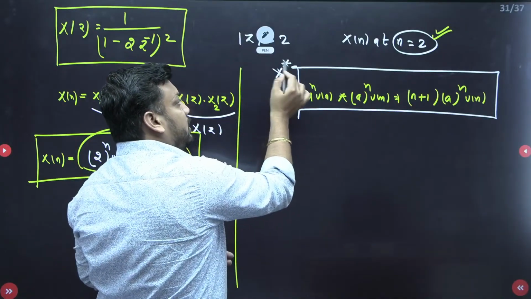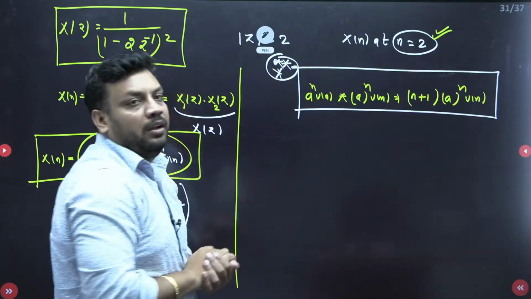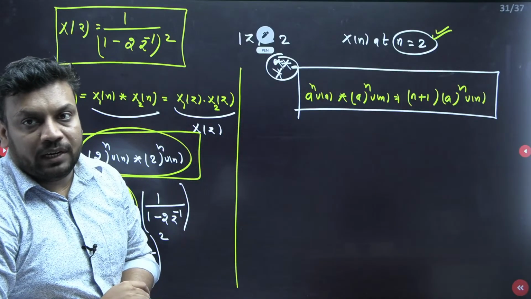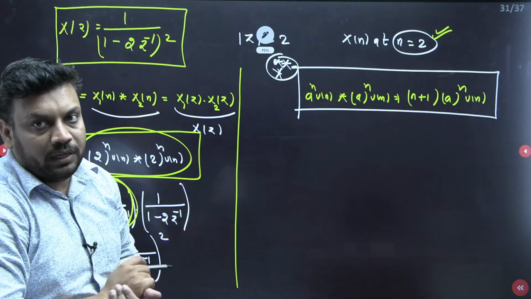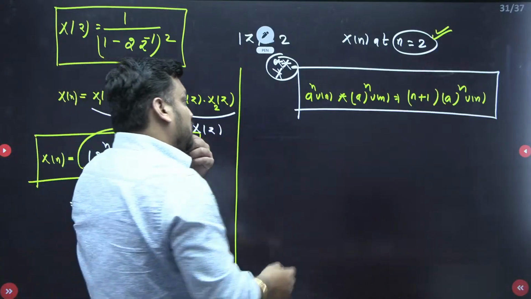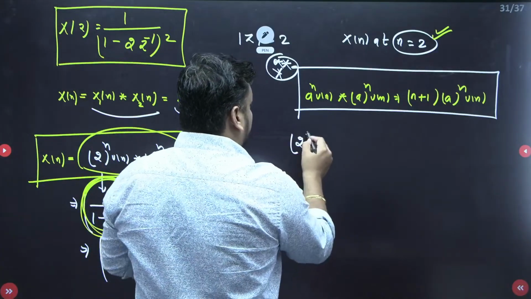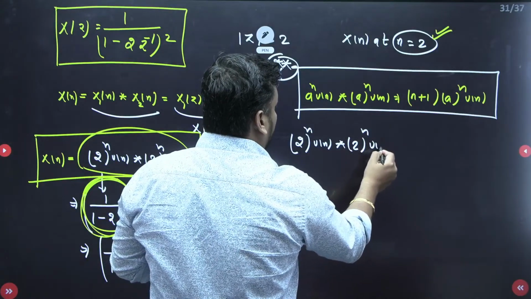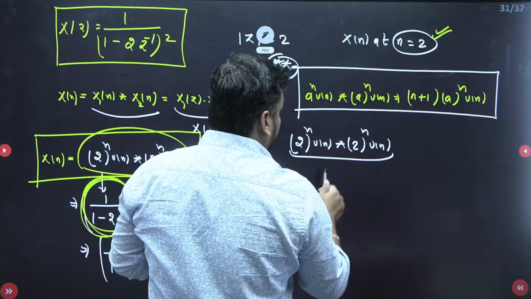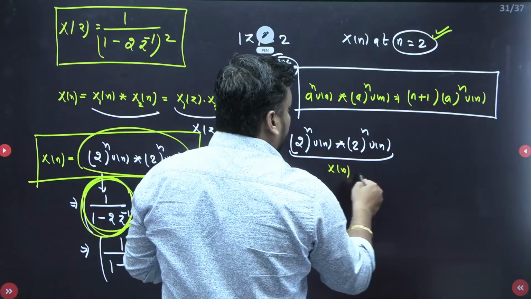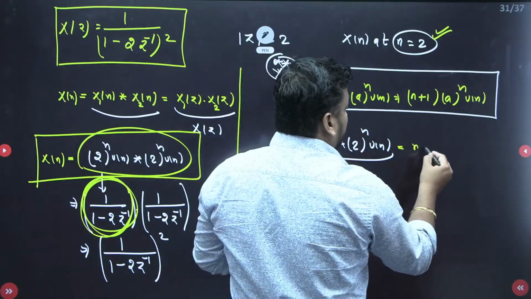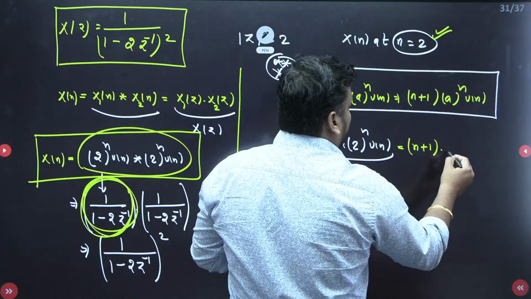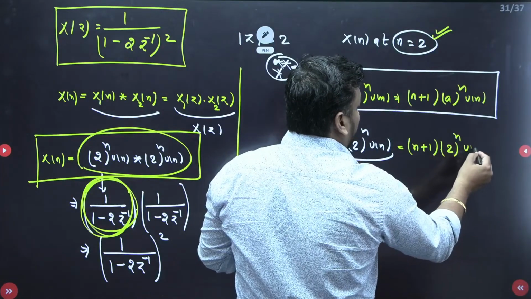This is the important result that we have made as a note in chapter number 4, discrete time convolution. I hope you remember discrete time convolution. So here the question is 2 to the power n into u of n, convolution with 2 to the power n into u of n, and this complete expression is working as x of n. So it is equivalent to n plus 1 into 2 to the power n into u of n.